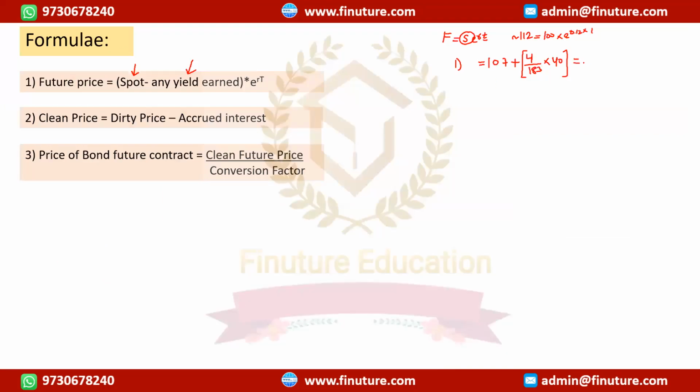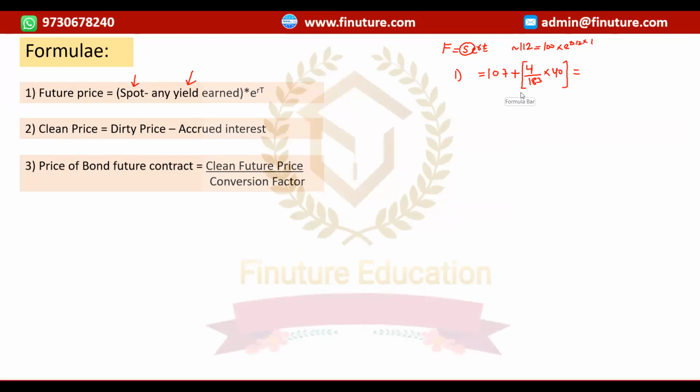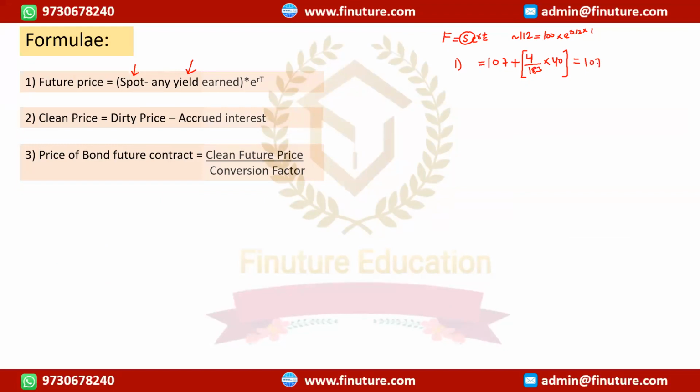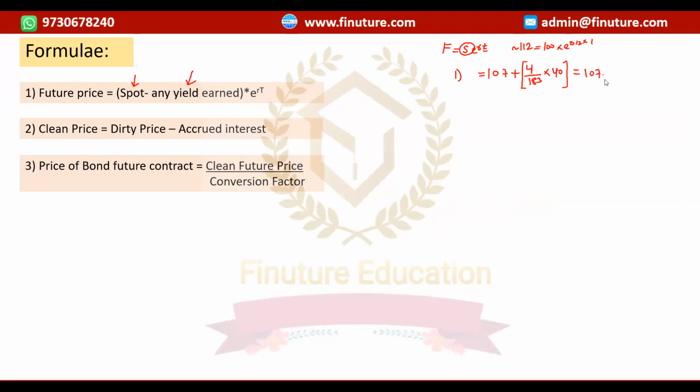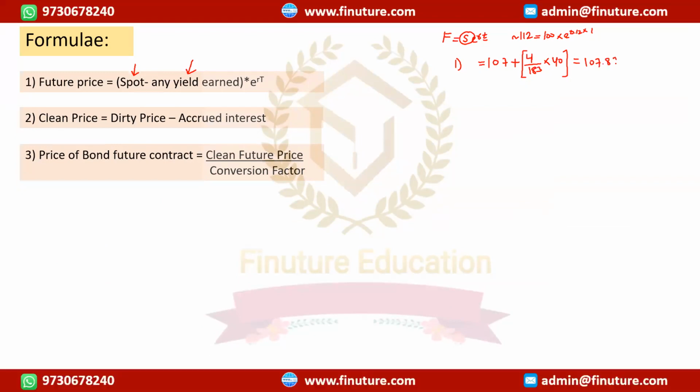So this would be equal to approximately, just let me calculate it on Excel quickly. It's approximately equal to 107.8743. 107.8743.